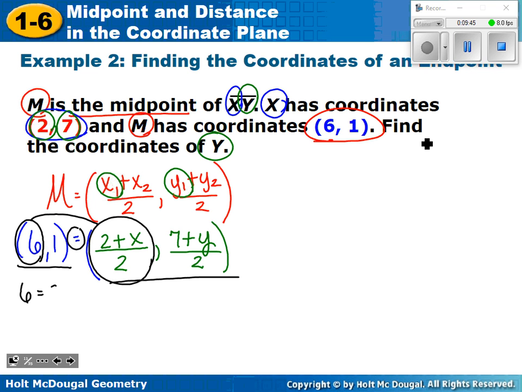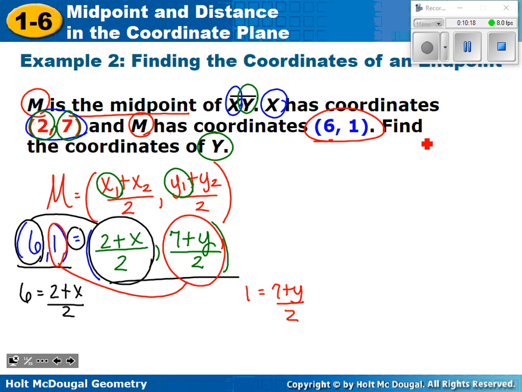6 should equal 2 plus x divided by 2. And then we can do the same thing for the parts that come after the comma. 1 comes after the comma, 7 plus y over 2 comes after the comma, so those should be equal. Does that make sense? Because we're saying this coordinate equals this coordinate. So 1 equals 7 plus y divided by 2. Stop me if I've lost you.